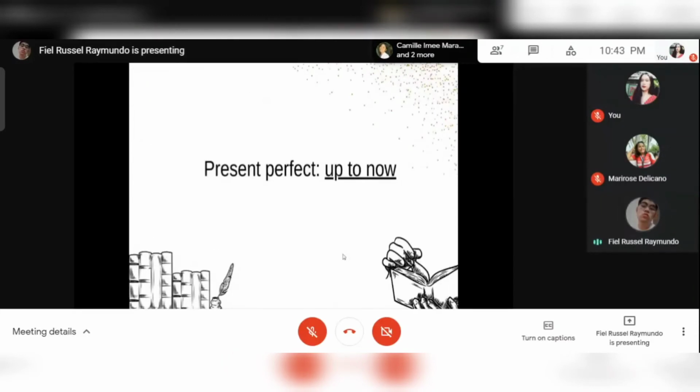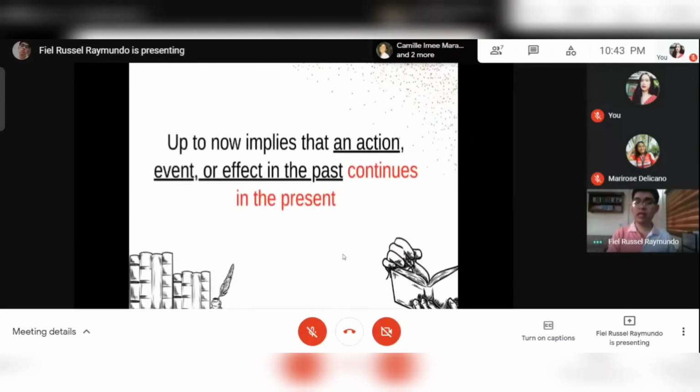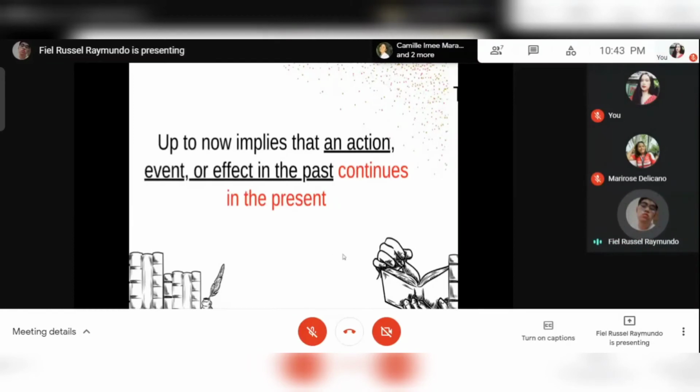Okay, now present perfect up to now. In this part, we're going to talk about how to use up to now in a present perfect sentence. But let's define first what up to now means. Up to now implies that an action, event, or effect in the past continues in the present. Simply, it's safe to say that up to now emphasizes that a sentence is in present perfect tense.